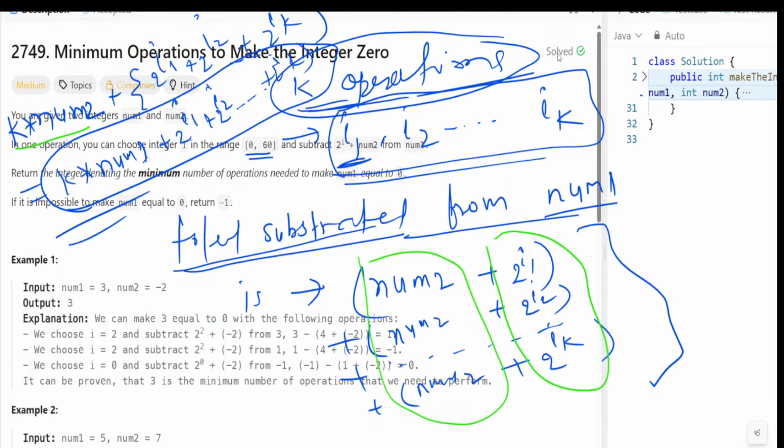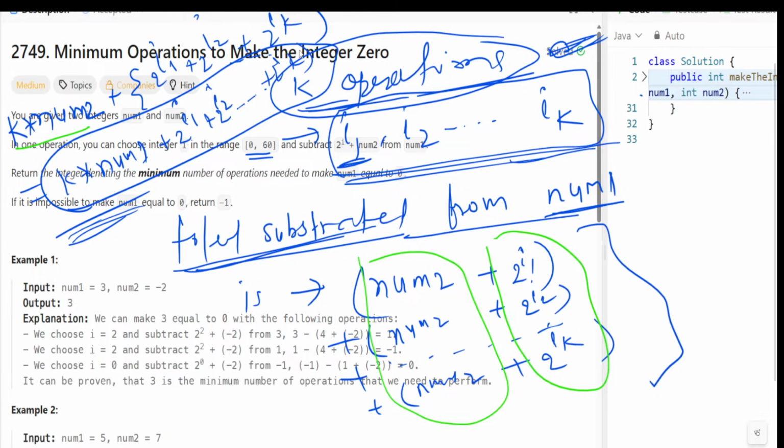If we want to perform the total sum to make 0, the indices that we are going to use are I1, I2 and Ik. So the total subtracted from num1 can be num2 plus 2 to the power I1, num2 plus 2 to the power I2, and so on till Ik. And if we find the total mathematically, it is k into num1 plus 2 to the power, like this. Okay, I think we can also go further.